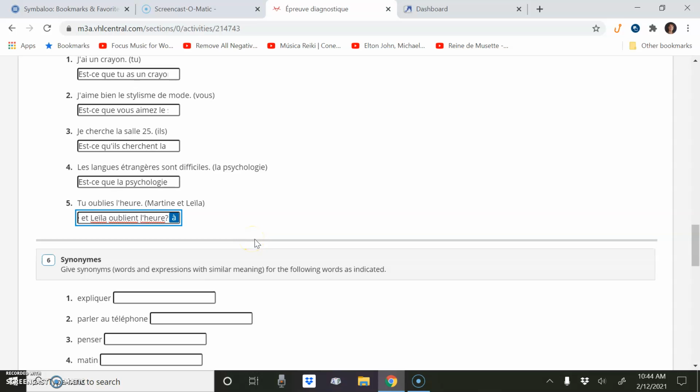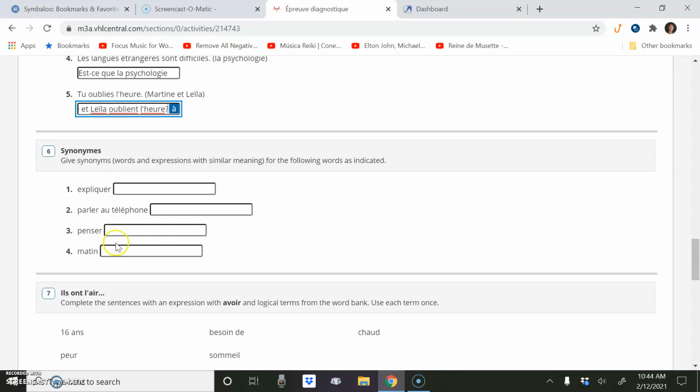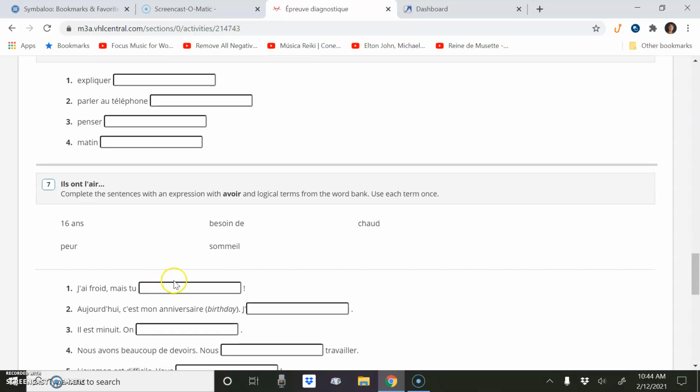D'accord. All right, we've done some synonyms. Now we have, we've done some antonyms. Now here's some synonyms. Write words and expressions with similar meanings. Those should be okay. I'll let you figure those out, like explain, talk on the phone, think, and morning. So find some that are similar in meaning.